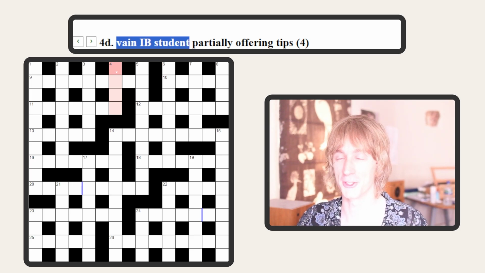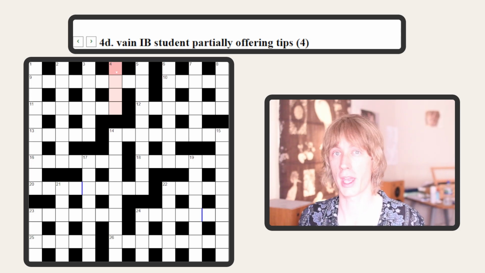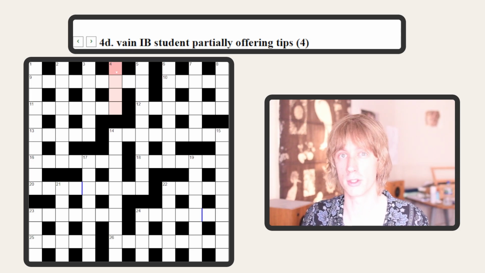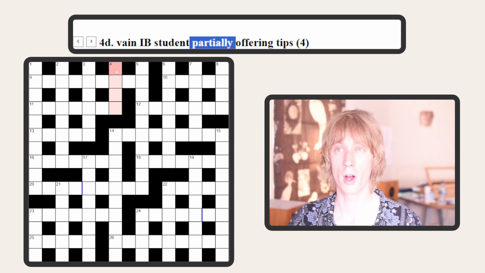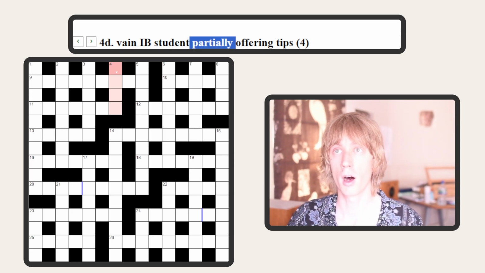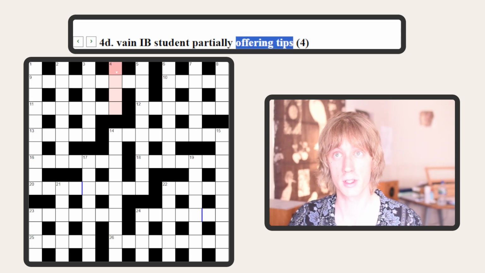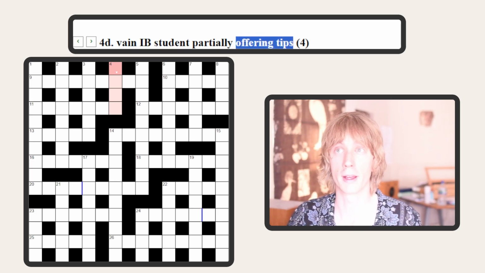There's not really a synonym of vain IB student. Okay, so the first thing I'm looking for to help me figure out where the literal is is what are called indicator words. These are words that tell you to do something, and they can be really the crux of parsing what a clue is doing. So in this clue, I'm seeing the word partially. If I'm seeing partially, there's one of two possible things going on. Either part of the chain offering tips is going to give me a word for vain IB student, or part of vain IB student is giving me a word for offering or tips.